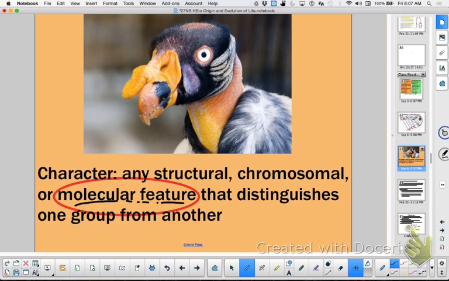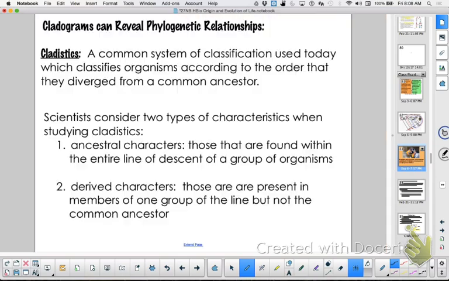Okay, but that is what's being used today: you're developing cladograms not based on features that you can see, like that ugly thing hanging over his beak, which is highly attractive to the female. You're not looking at those types of features, you're looking at sequences of DNA and setting up your cladograms. So a couple of things. This is called cladistics. It's a system of classification. And you look to see when did you diverge from that common ancestor.